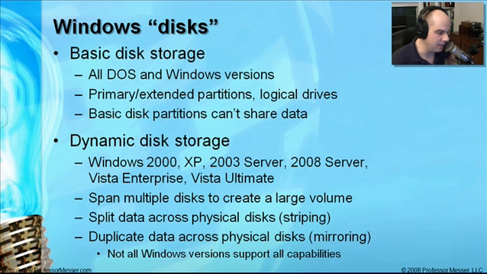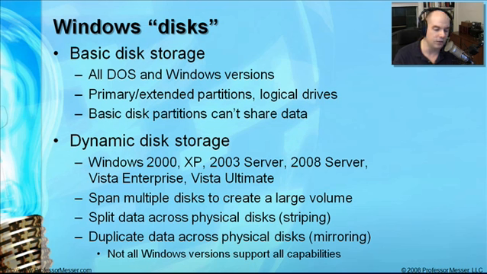Dynamic disks is something that was created in Windows 2000 and has been used in every Windows operating system since then. What you can do with dynamic disks are things like spanning or striping or mirroring, so that I can take and create larger volumes from multiple drives. I can split data across the physical disks, and I can even duplicate data across these dynamic disks so that there is a mirror of the data. And we'll talk more about that in just a moment.